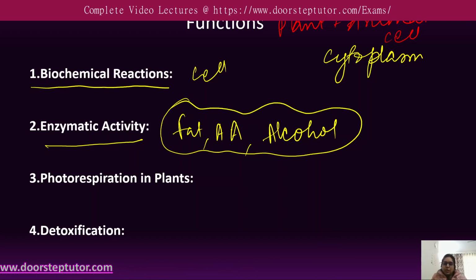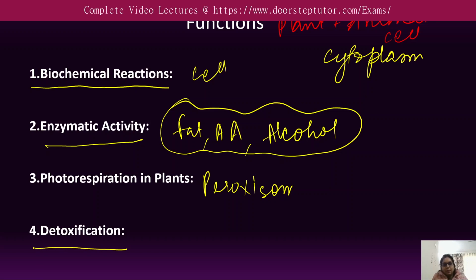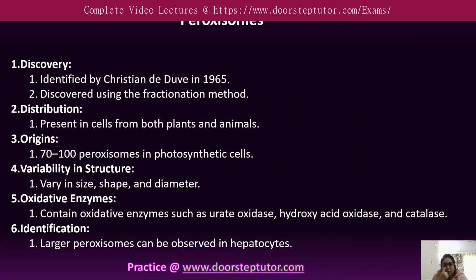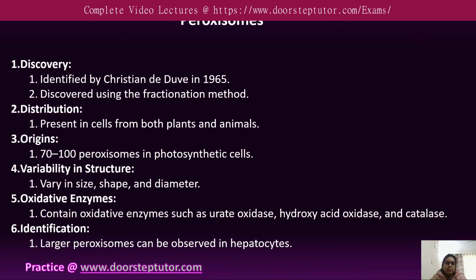Photorespiration in plants: microbodies, particularly peroxisomes, are involved in photorespiration in plants. And detoxification: microbodies are also responsible for the detoxification of peroxide and sometimes most synthetic chemicals. So the functions of the microbodies include detoxification also. So, let's discuss the two types of microbodies. The first one is the peroxisome, and the second one is the glyoxysome.